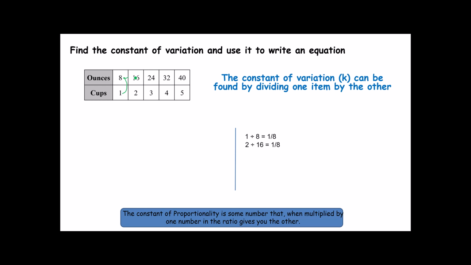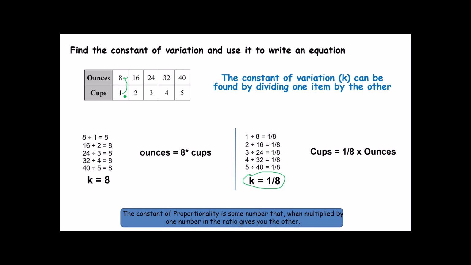2 divided by 16 is 1/8. 3 divided by 24. All of these give me 1/8 if I do the bottom divided by the top. Because of that, I could say the constant of variation is 1/8. The ounces times 1/8 gives me the cups.